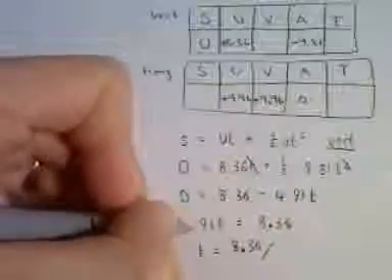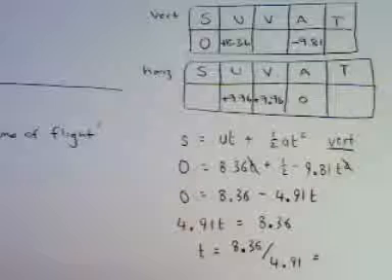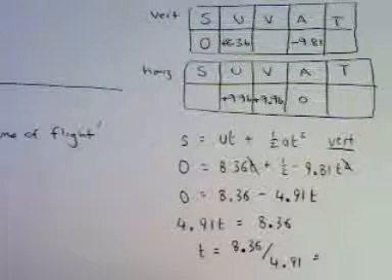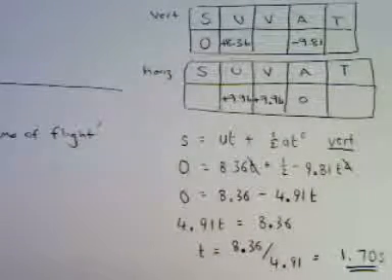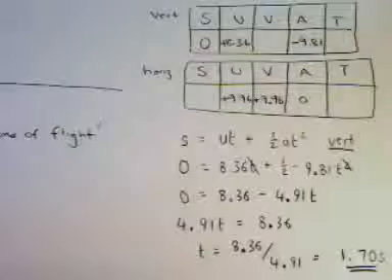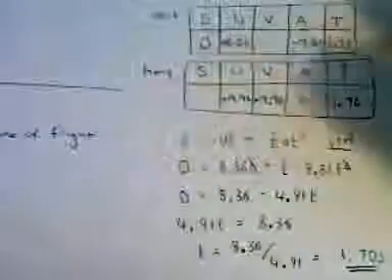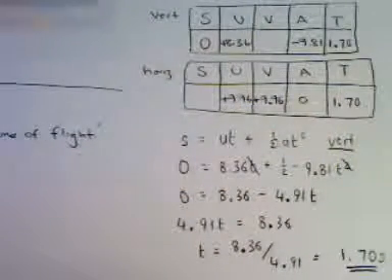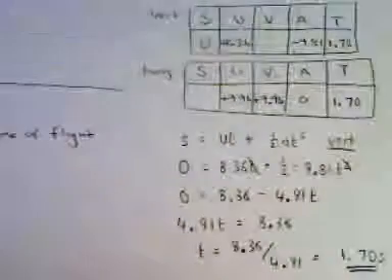I'll just make my decimal points a little bit clearer on the video here. Divide by 4.91, and 8.36 divided by 4.91 gives us 1.70 seconds for our time of flight. So back in our grids there, we can add in 1.70 seconds. So that's how you can calculate your time of flight once you've filled in your values in your grid. If you recognise the vertical displacement as 0, that allows us to calculate our flight time.